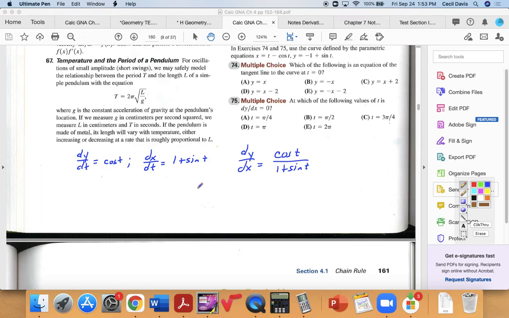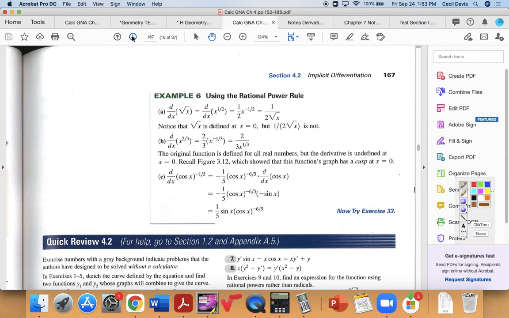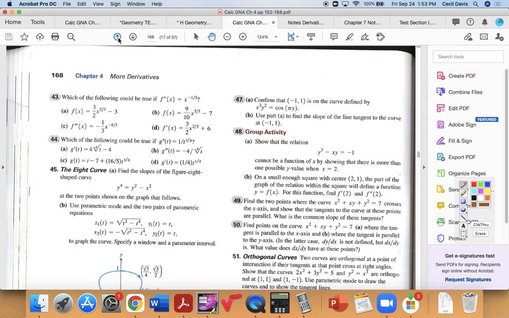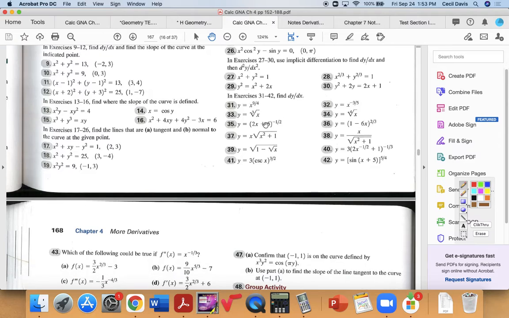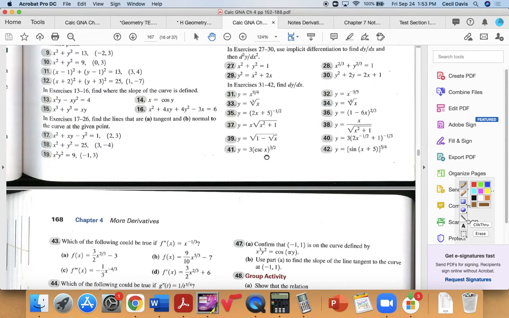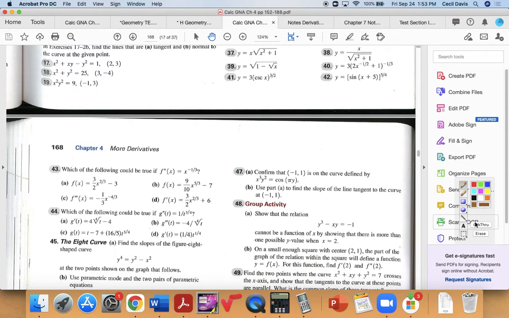Any others you have questions about? Yes, sir. 38. On 4.2. On 4.2, okay. You said 48 or 38? 38. 38, okay. We're supposed to be finding the derivative and the second derivative. Oh boy. Big question. So there's a couple of different ways you can do this.